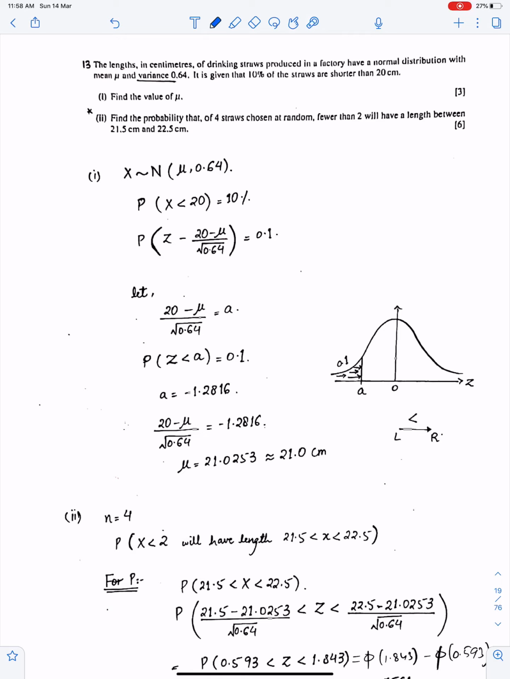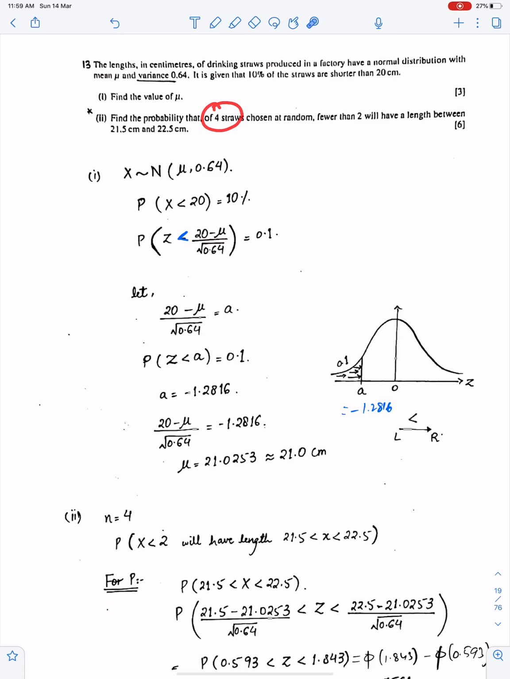This is Z less than. You need to shade this area, and you are on the left side, so the number is negative. So make sure you write negative here. This number is negative. You should write negative 1.2816. So this entire is negative 1.2816. And that's your answer.